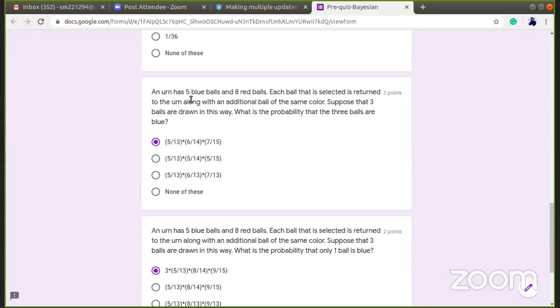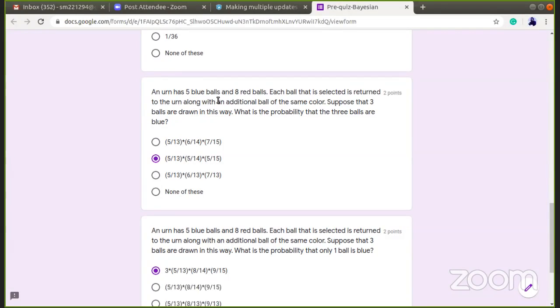So in this question we were having 5 blue and 8 red balls, and each time we are selecting one ball and it is returned again with an additional ball of the same color. So we are drawing 3 balls in this way, and all 3 balls have to be blue.